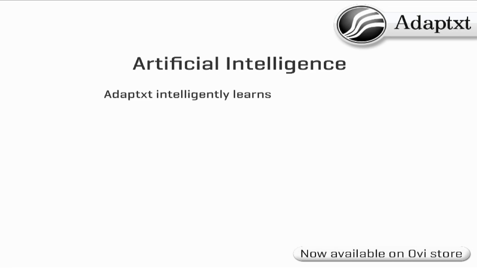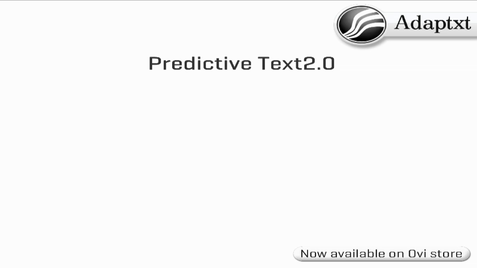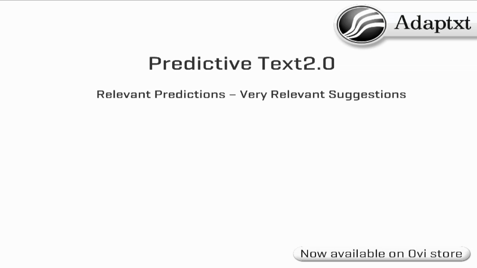Artificial intelligence at its best. Adaptxt is driven by a very smart predictive text 2.0 engine, which learns your style as you type, giving you very relevant predictions and suggestions.